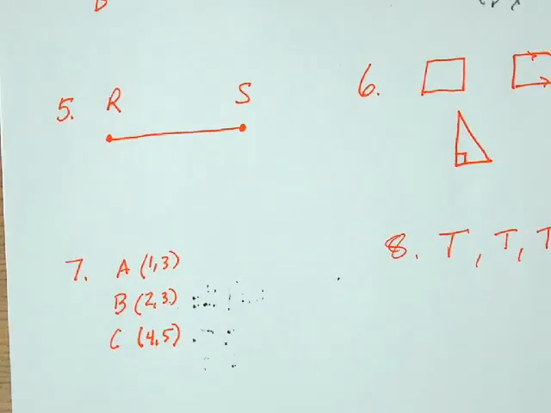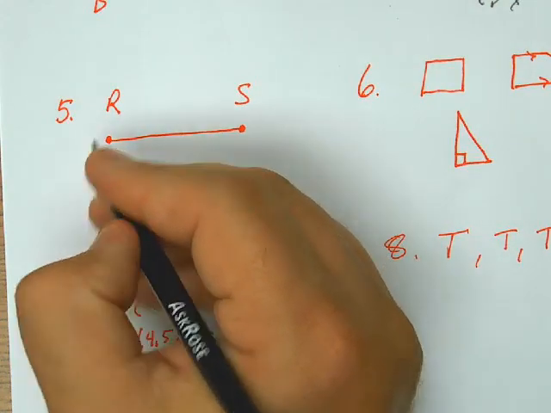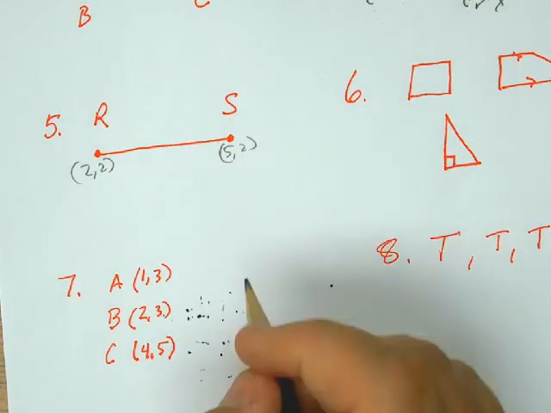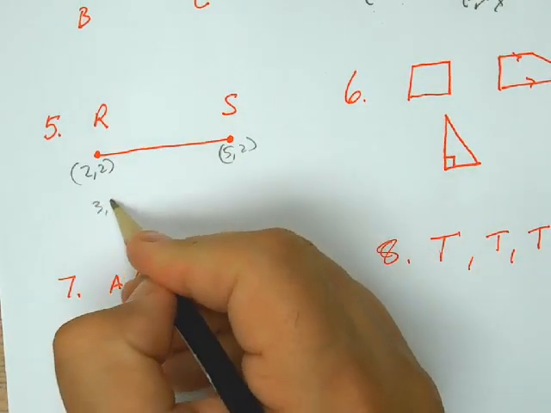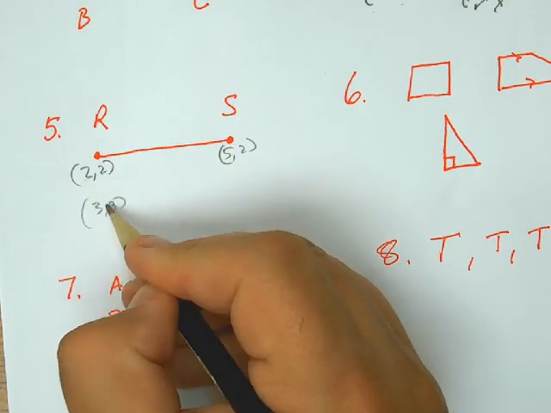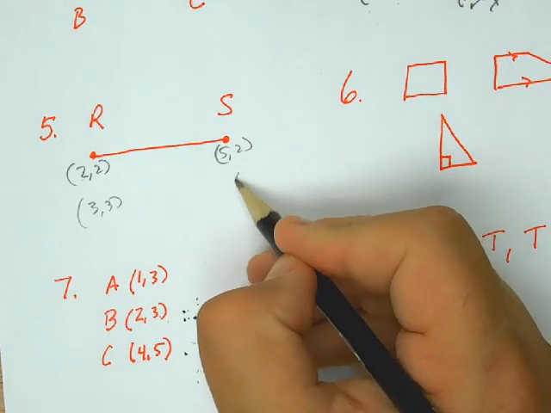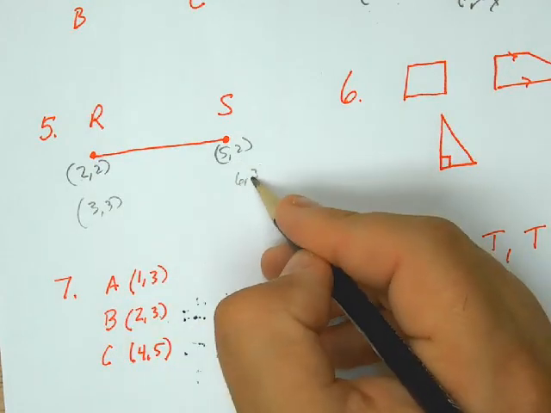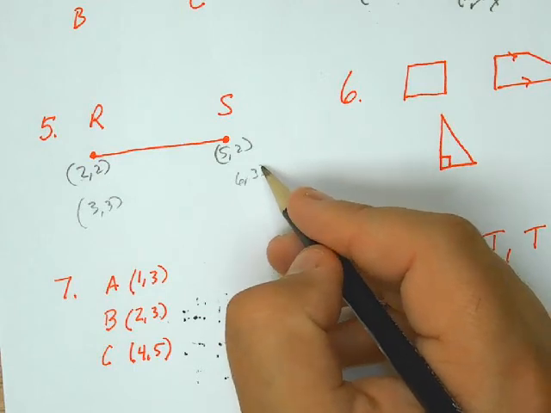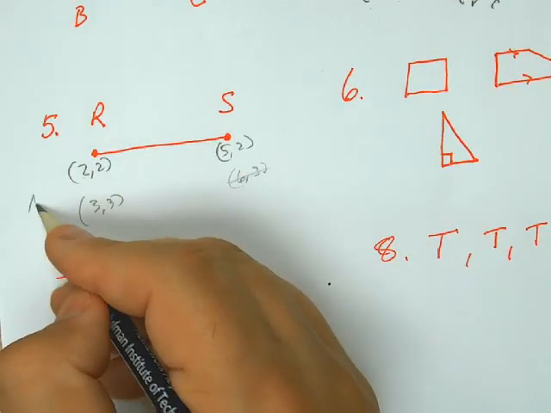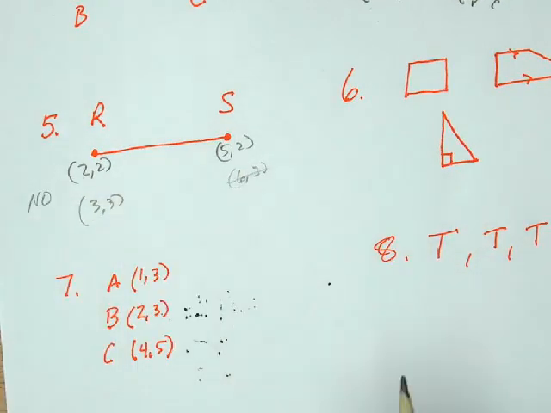It says, is RS a translation of DF? R is 2, 2, and S is 5, 2. Okay, so 2, 2, 5, 2, a translation. 3, 3, that means it went over 1 and down 1. So that means this would have to be, no, up 1. 6, 3. I would say no. So letter A is no. You see how I did that? Looking to see if it's consistent.